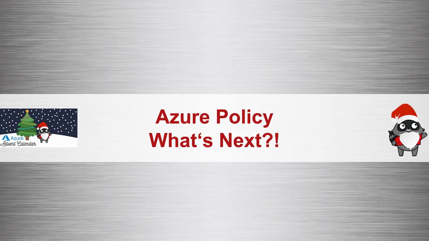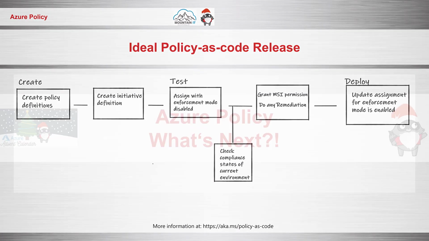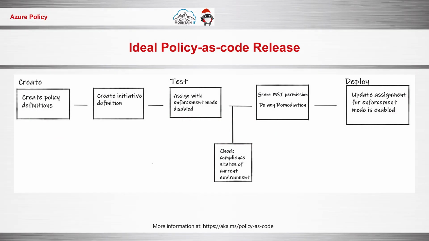Okay, policy sounds pretty nice. So what's next? What do we have to take care of for 2020? As Christmas is approaching, we all should have some good ideas for 2020. There's one thing we really have to take into consideration, which is the policy as code release. Managing policies at scale in a tenant is hard.